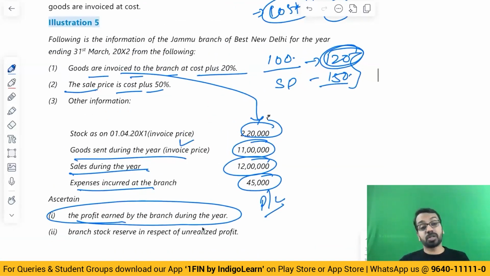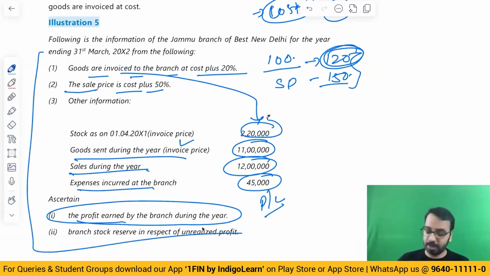Now, sir, can we use stock and debtors method here? We cannot, because we don't have further information of debtors and all. Okay, we don't have further information of other aspects of expenses. Can we follow the debtors method? Not possible, because we again don't have the information of the debtors. So in this case, you can directly prepare the P&L.